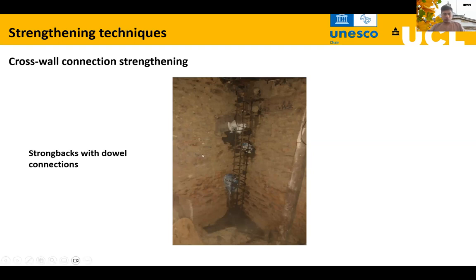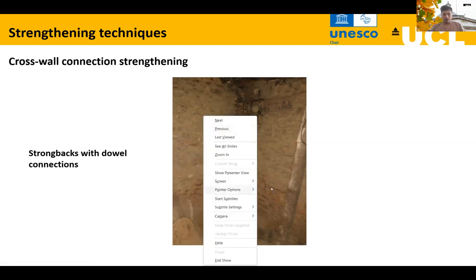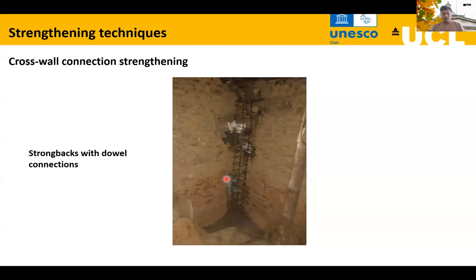So get the pointer. For example, here this connects this wall, and this dowel here, this connects the other wall. So, and it serves 2 purposes here. So for the low strength masonry, the vertical column imparts some lateral strength, and it also imparts the good cross-wall connection.